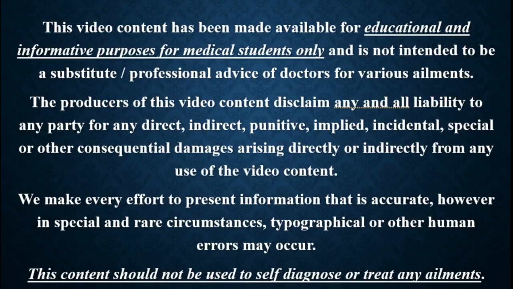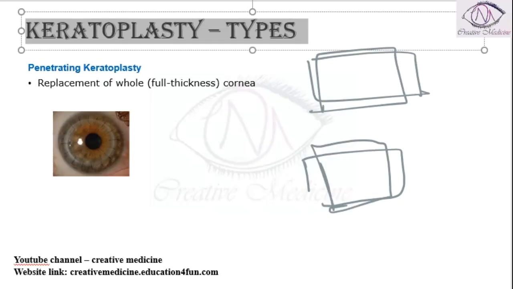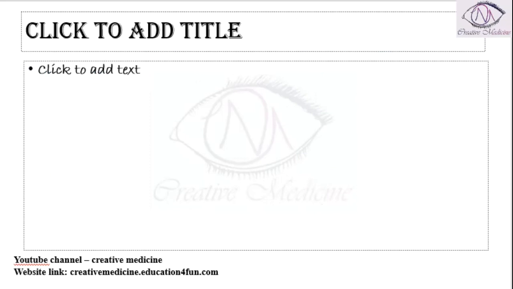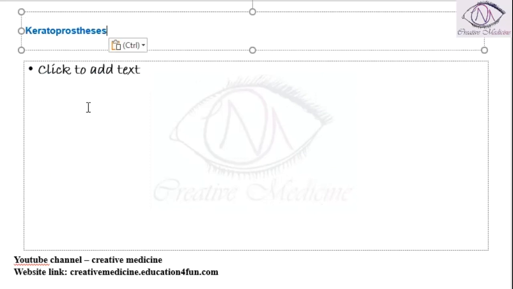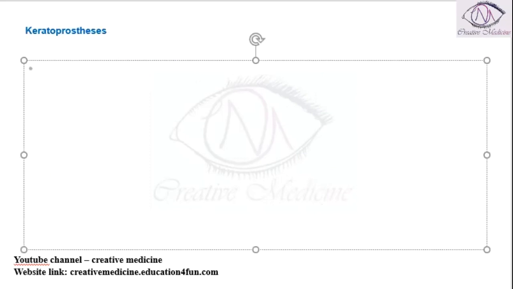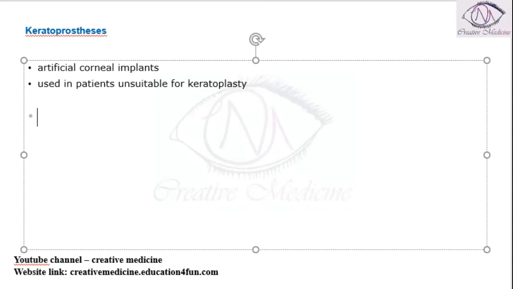In this lecture, we will learn about keratoprosthesis. Keratoprosthesis is an artificial corneal implant. It is used in patients who are not suitable for keratoplasty, in whom keratoplasty is contraindicated or cannot be done. In them we can use this keratoprosthesis.